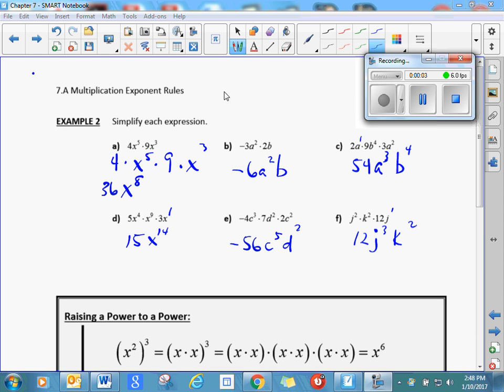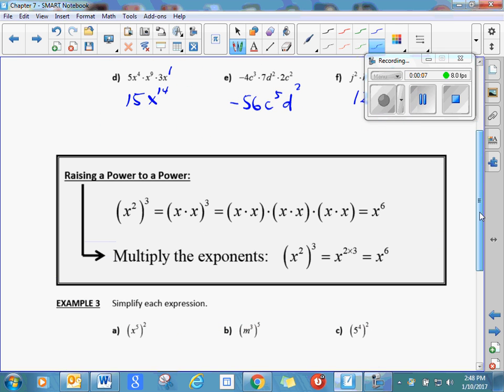This should be a short video. We're still on page 91. We're moving on to the second rule of exponents, and it is raising a power to a power.